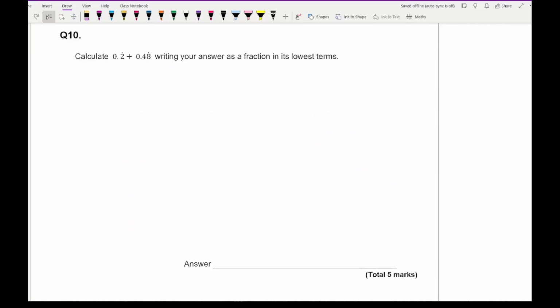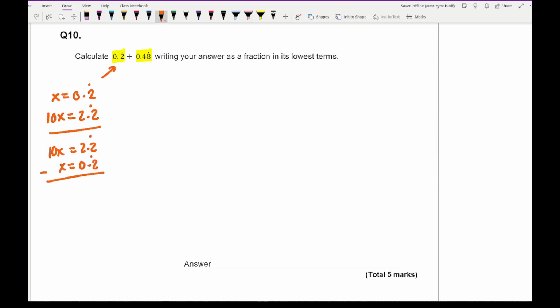The question says to calculate 0.2 recurring plus 0.48 recurring, writing your answer as a fraction in its lowest terms. So for this, we've got to do exactly what we've been doing in the whole video, virtually twice. Looking at this first number, I've got x equals 0.2 recurring. So 10x equals 2.2 recurring. x equals 0.2 recurring. Take those two things away and we end up with 9x equals 2. So x equals 2 over 9.